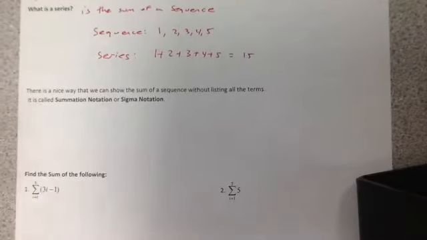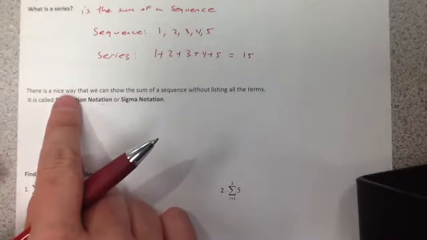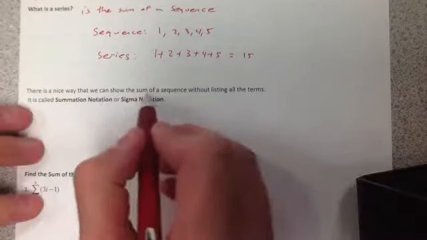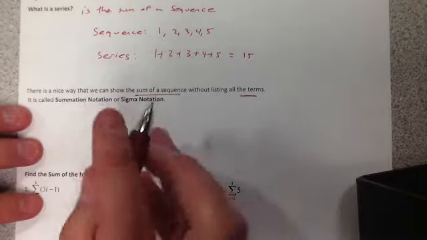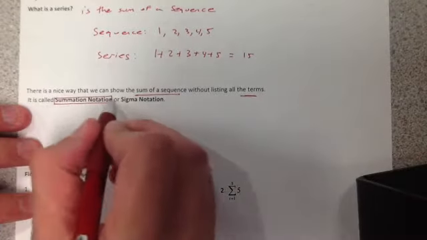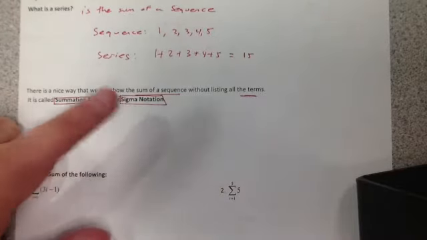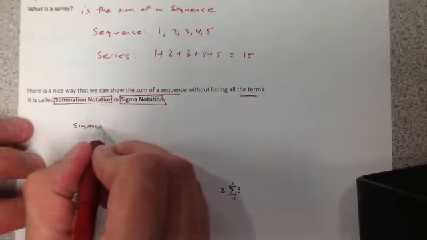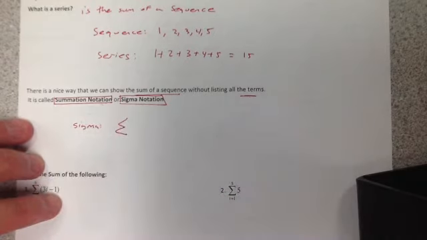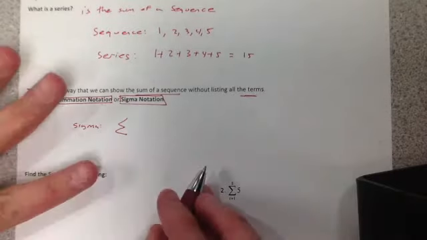All right, now, instead of writing it out like 1 plus 2 plus 3 plus 4 plus 5, we do have a very nice way to show how we can write the sum of a sequence without listing all the terms of the sequence. It is called either summation notation or sigma notation. Now, we use the Greek letter sigma. It doesn't look like an S, it actually looks like an E, but it's the Greek letter S. Sigma, S for sum.